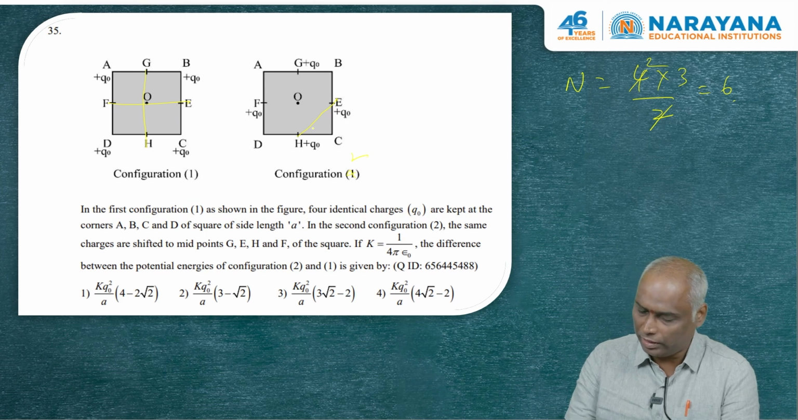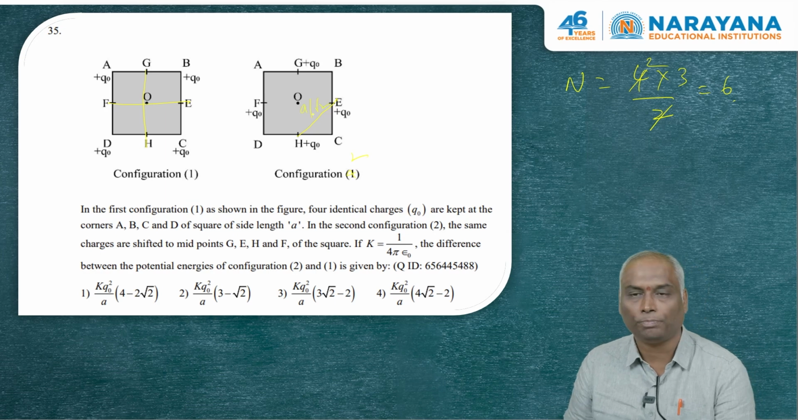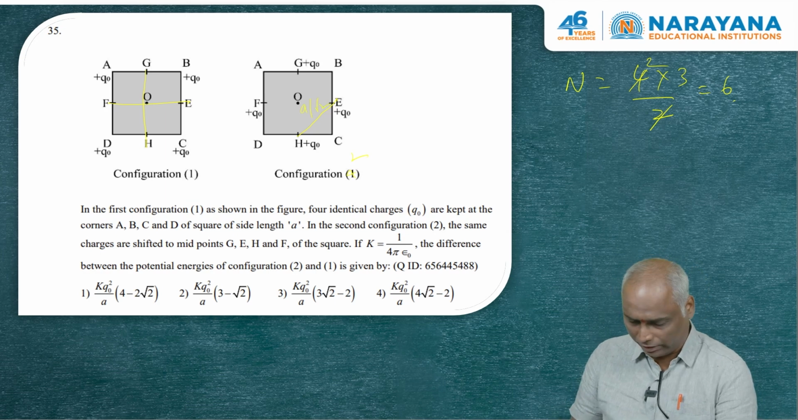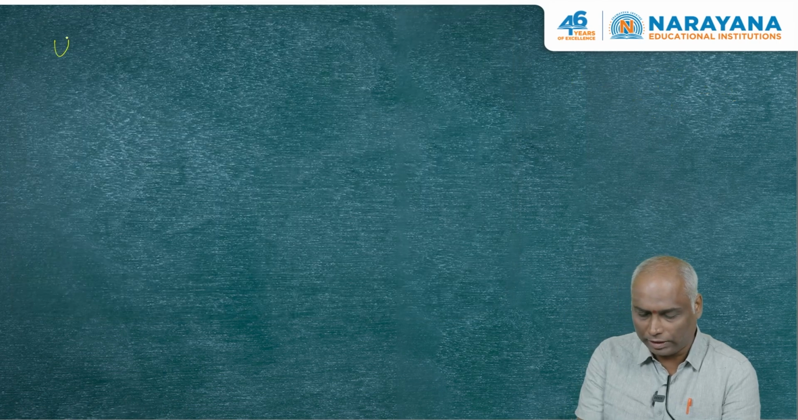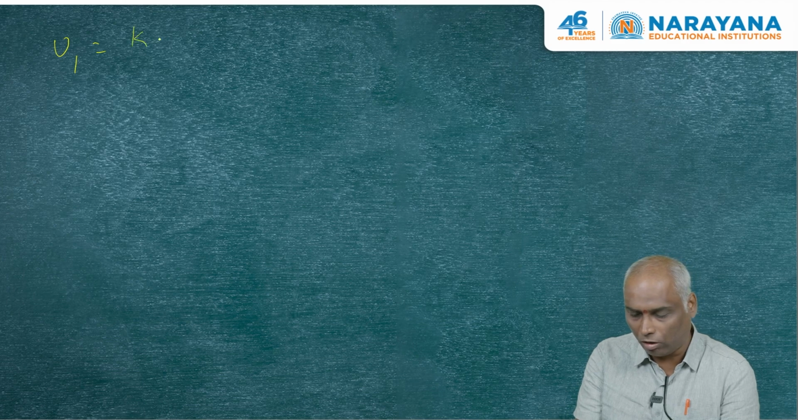The distances here, similarly, if I take the second configuration, the distance between two adjacent charges is going to be a divided by root 2. So when we calculate the interaction potential energy, it's going to be like this. The interaction potential energy related to the first configuration is going to be, I'm going to take k common, q naught square I will take common.